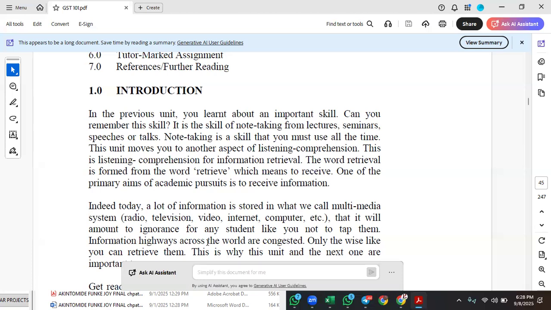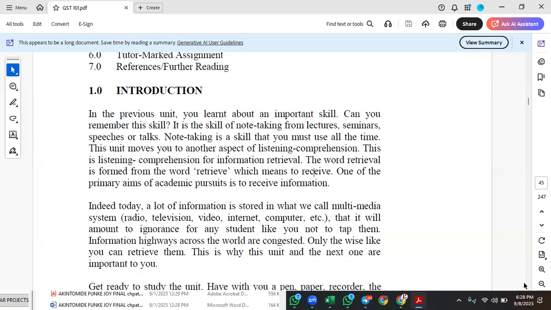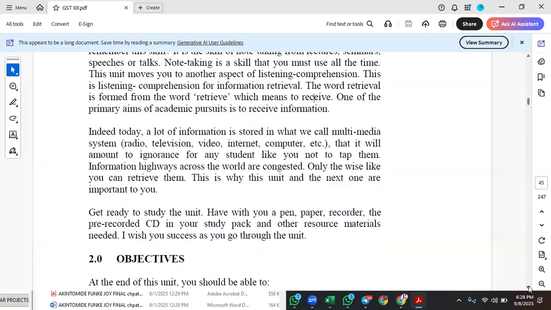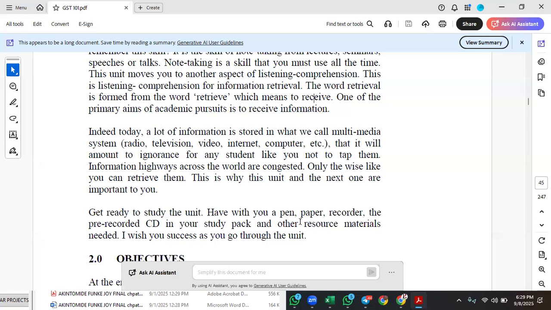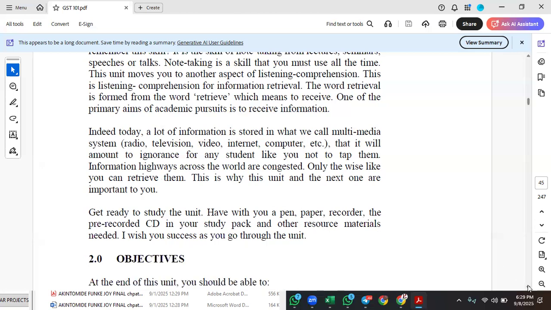Now, information highways across the world are congested. What it means is that the mediums of information all over the world are congested, meaning a lot of traffic there, a lot of people are loaded on the highways. Now, only the wise like you can retrieve them. This is why this unit and the next one are important to you. Now, get ready to study the unit. Have with you a paper and pen, but those are unnecessary for us here.